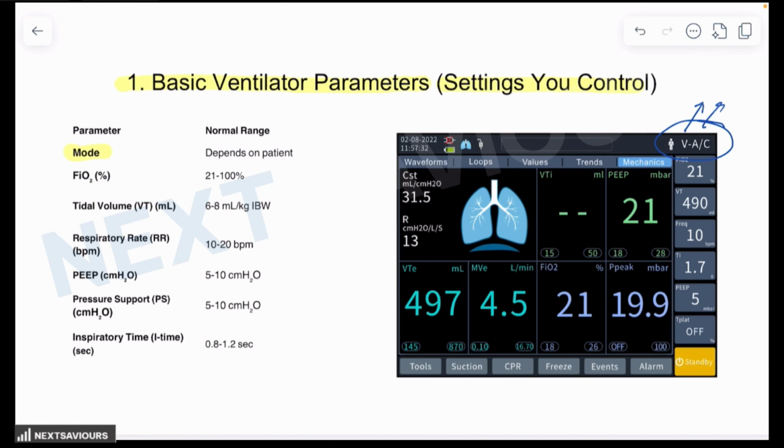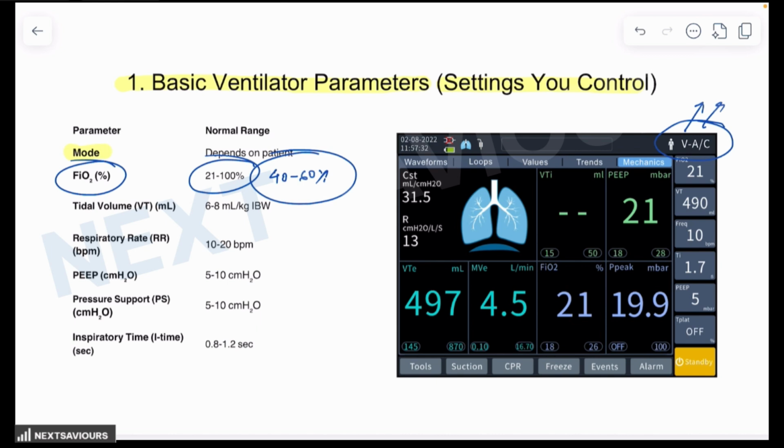Then the second one is the fraction of oxygen given in percentages, the oxygen concentration delivered, from 21 to 100%. In a ventilator you can go all the way up to 100%. But normally, in ventilator settings, majority of the times it is kept in the range of 40 to 60, because if you give 100% oxygen, it results in complications related to oxygen poisoning, right? That is why this is the range in which it is usually kept.